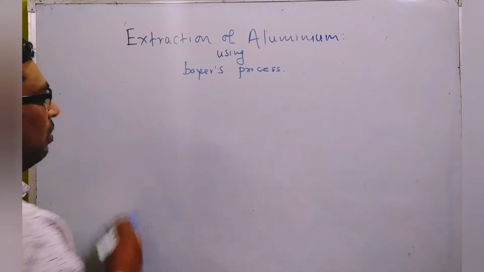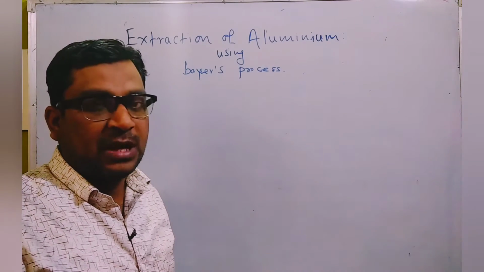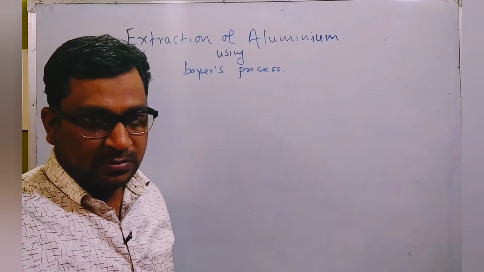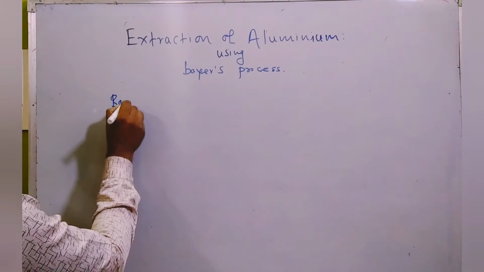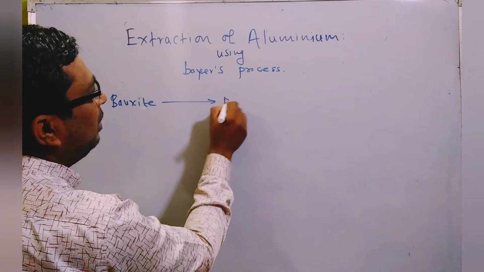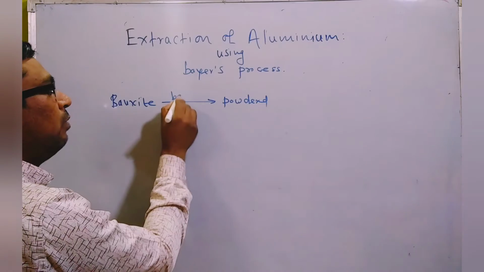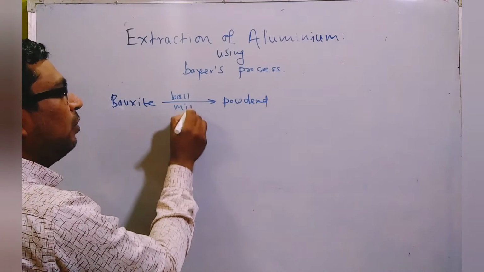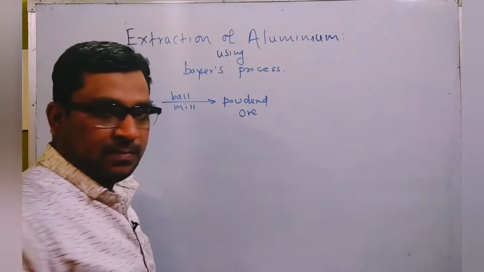I will explain all the things very clearly, and after some time we have the chemical reaction on this. Okay, now number one, first of all we take this bauxite ore and we convert it into the powdered format. How do you convert it to the powder format? Using a ball mill. Using a ball mill you convert it to the powdered ore format.